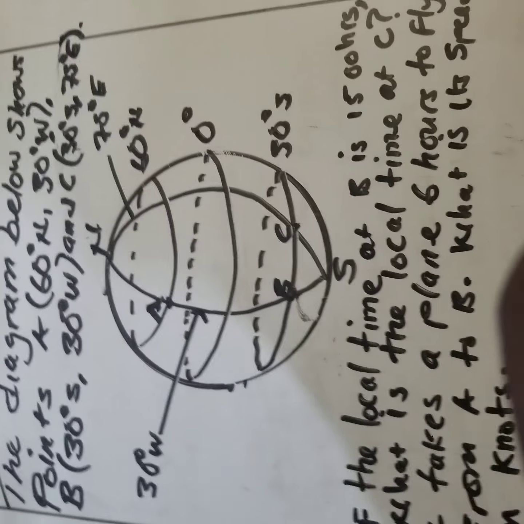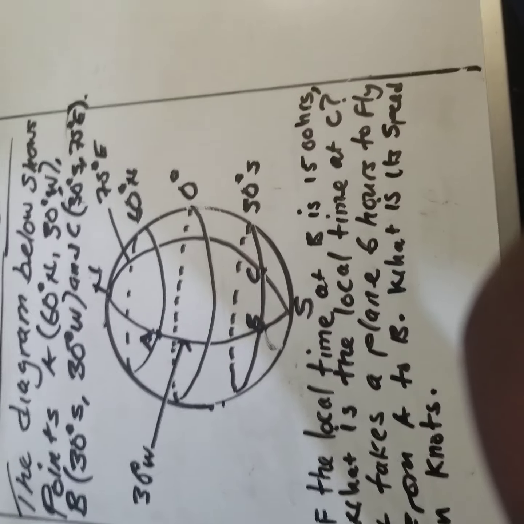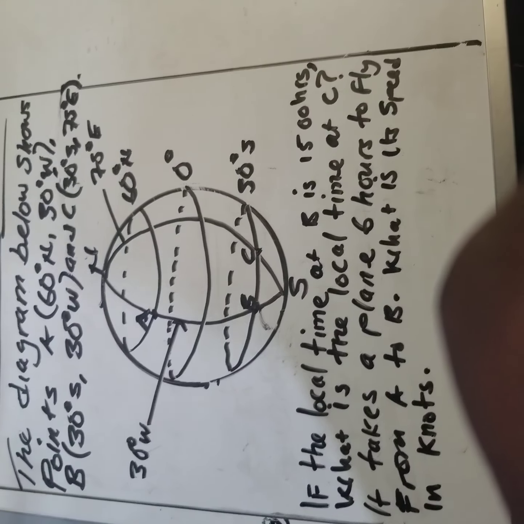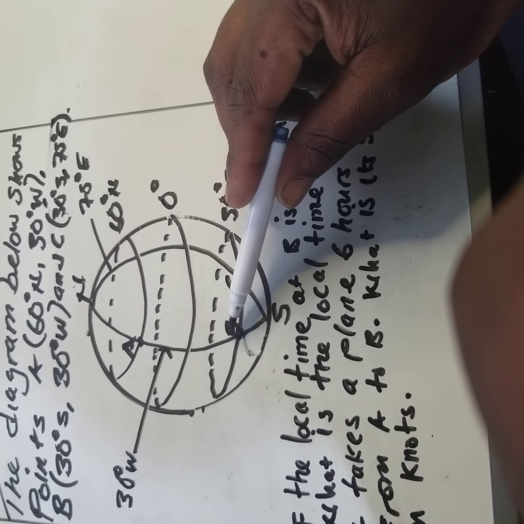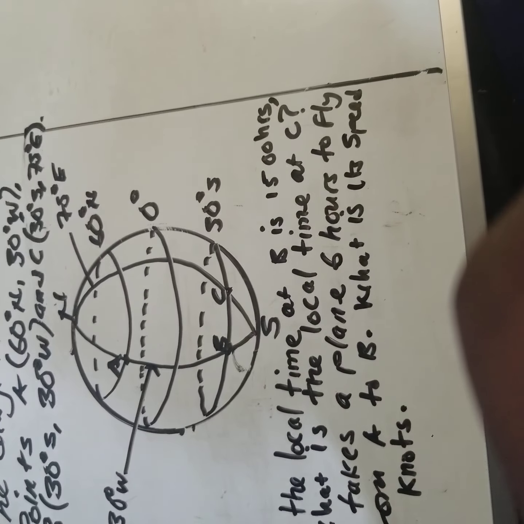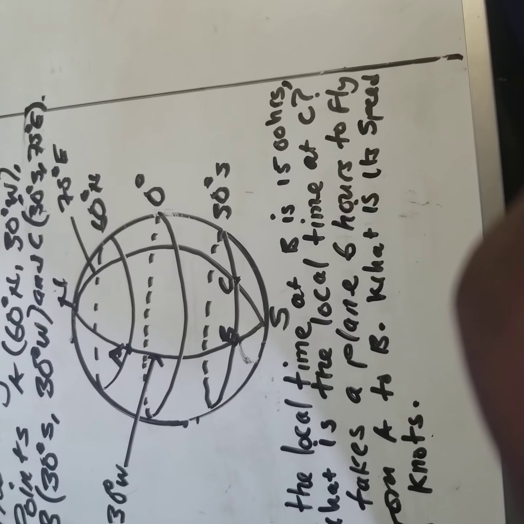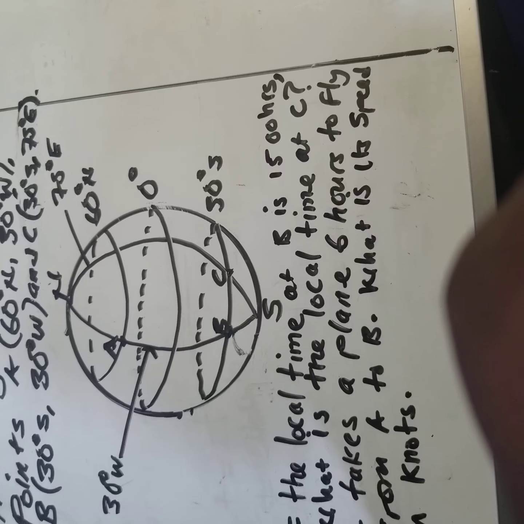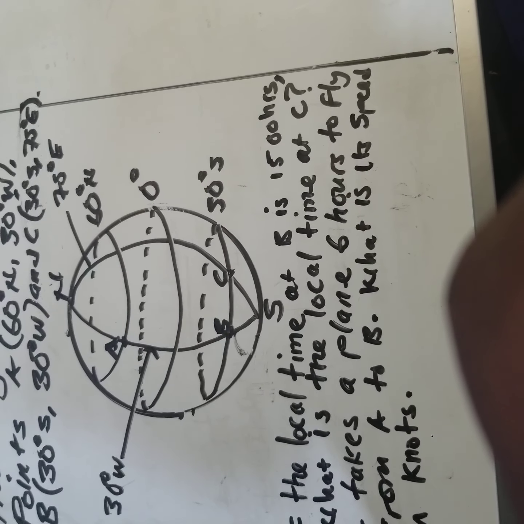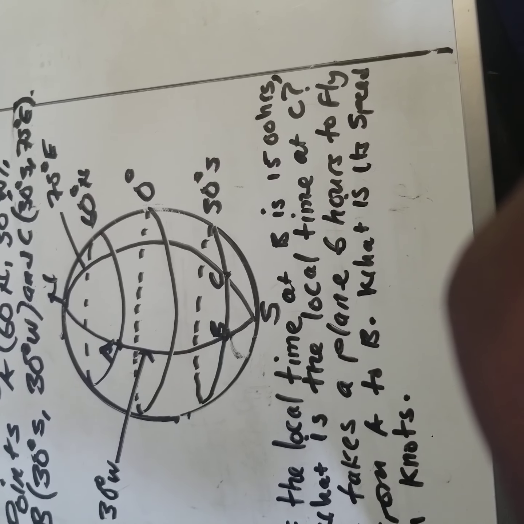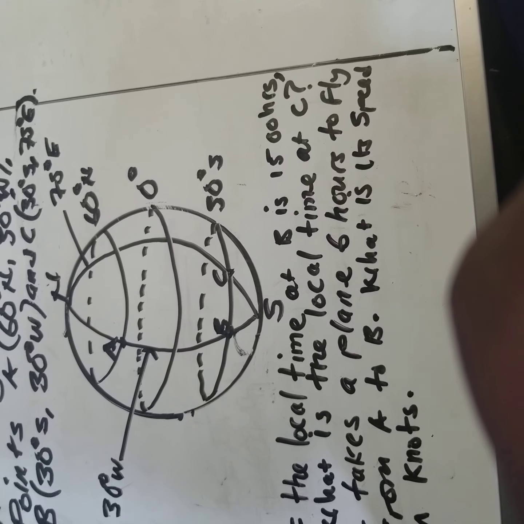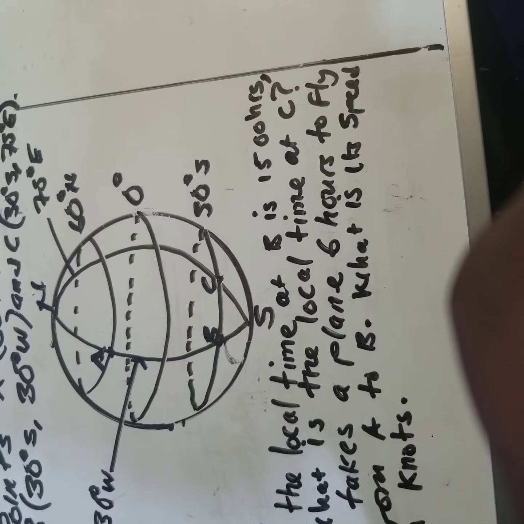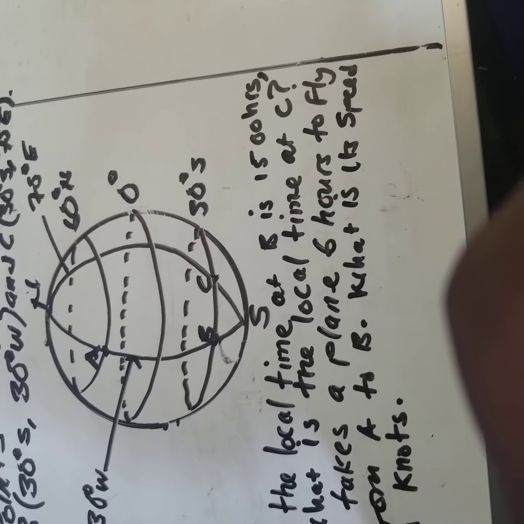Okay, so they are saying if the local time at B is 15 hours, what is the local time at C? If here at B it's 15 hours, what will be the time at C? Okay, so now, how do you calculate time? The first thing, remember, we are dealing with B and C. B is on longitude 30, C on longitude what? 75. Remember, they are on the same latitude. Okay, so how do you calculate time at C?